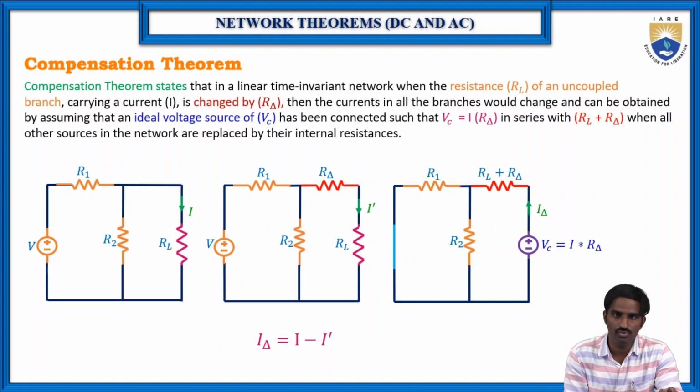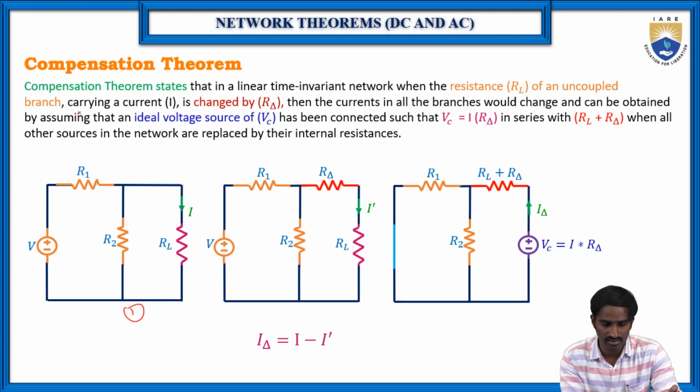Which means, suppose this is a network, the first network, and here is the RL, and the current flowing through the RL is equal to I, let us consider. Suppose if you place an extra resistor, which is called delta R, in series with this RL, then the current flowing through the RL will definitely change.